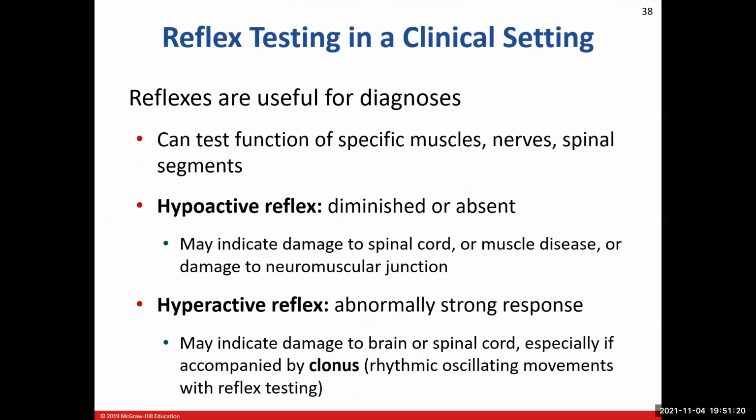Okay, last part is, why do we test reflexes? Well, just like with a lot of tests that you do in medicine, you're going to want to test out your differential diagnosis. We're trying to figure out our diagnosis. So reflexes are going to be helpful in trying to tell us what's wrong.